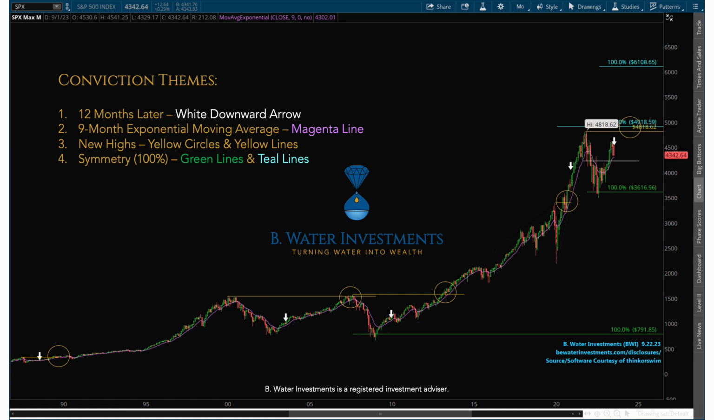However, let's fast forward 12 months beyond the lows of March 2009, as indicated by the white downward arrow. Prices moving up, briefly going below the 9-month exponential moving average, but then quickly getting back above once we were trending. So we eventually got to all-time new highs. The horizontal yellow line above the 2000 horizontal yellow line indicates the new high that was created in 2007 or 2006. I'm not sure which year that was.